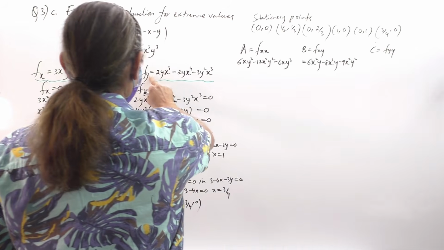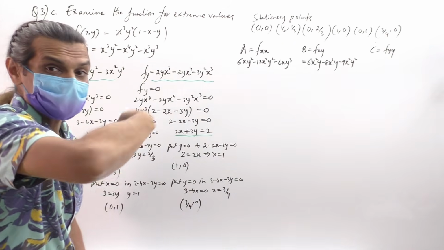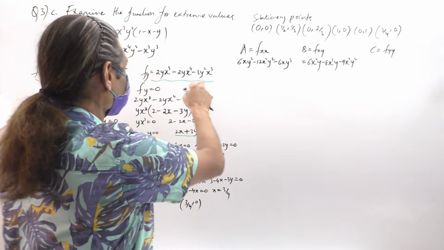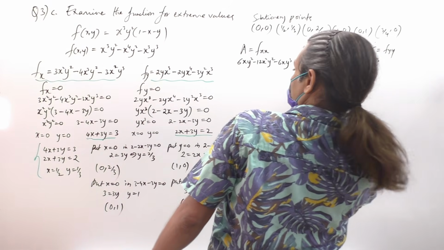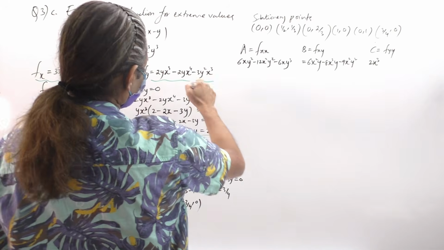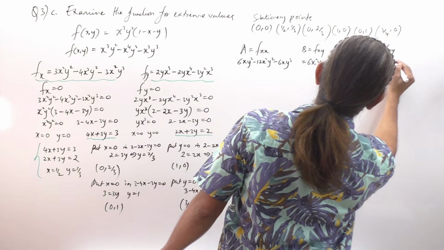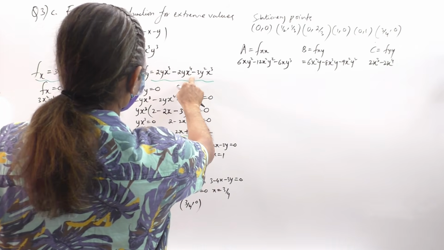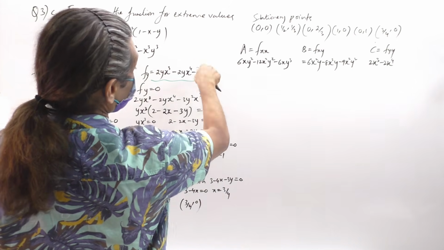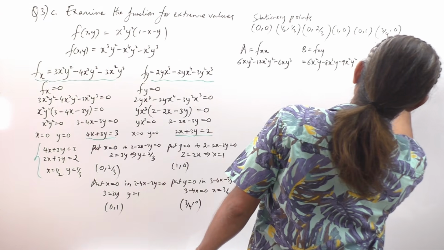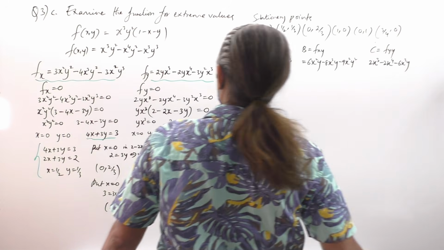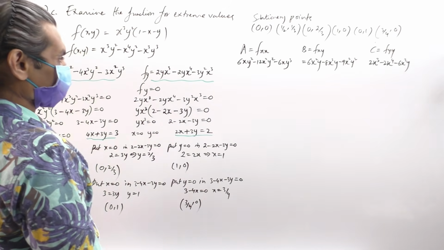Lastly, C is equal to f double y. So what is f double y? Fy differentiated again with respect to y, that is dou square f by dou y squared. Here y is constant, so as it is this will be 2x³. The derivative of y is 1. Again here also minus 2x⁴. Am I right? Because the derivative of y² is 2y. So 6x³y minus 6x³y.